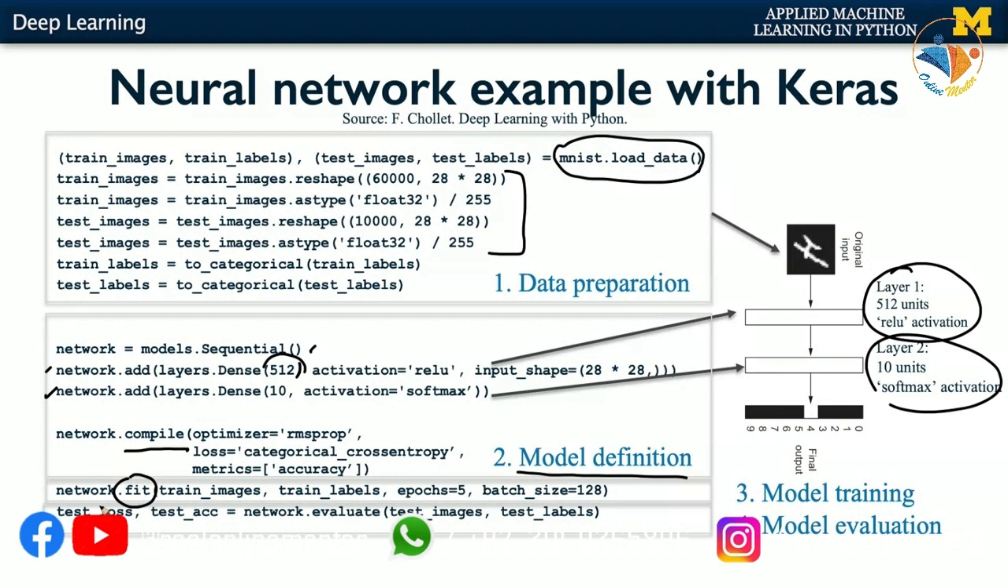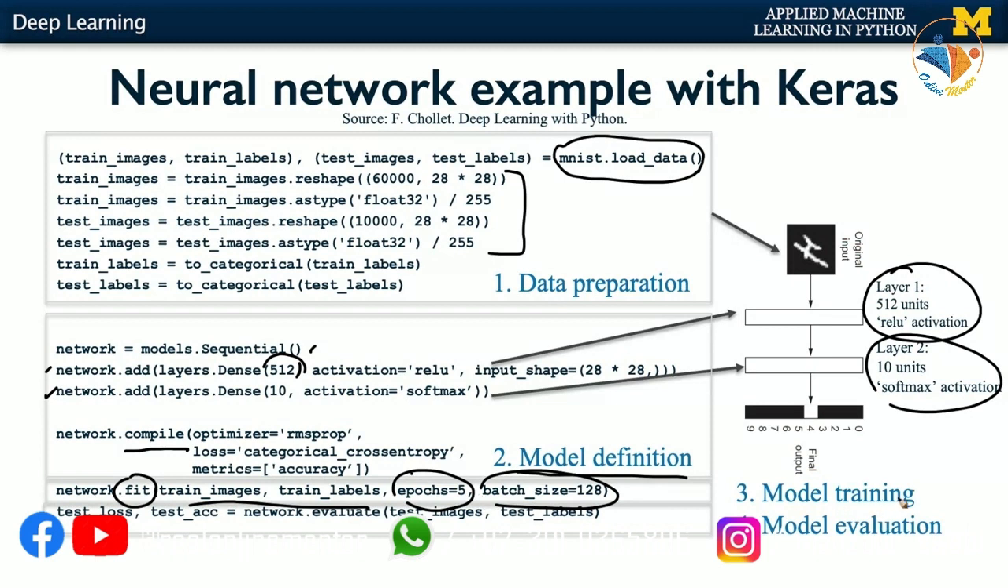So that's where you fit the network using the training images with their labels. And here you can specify parameters like how many epochs you want to run, how many training images you want to put in a batch as you're training through multiple cycles and so forth.